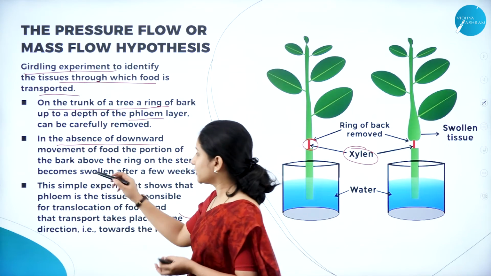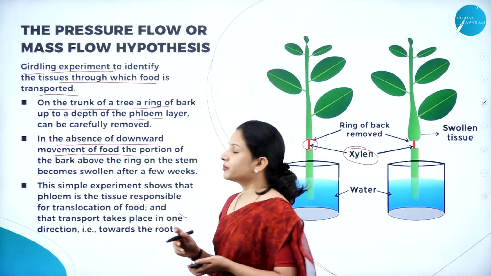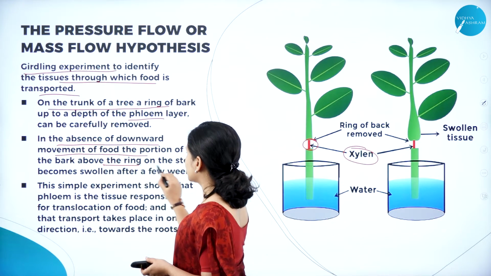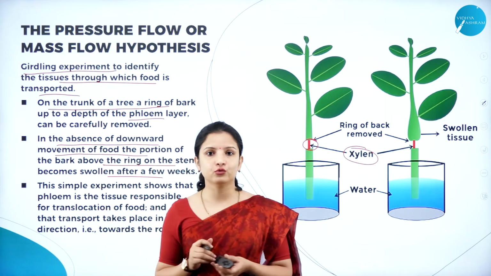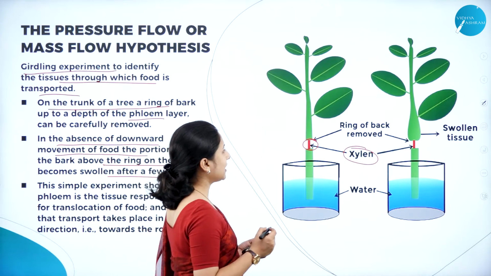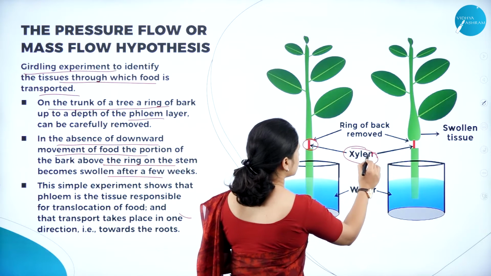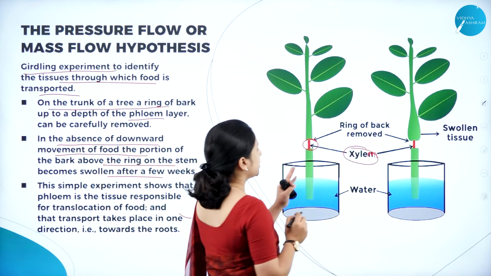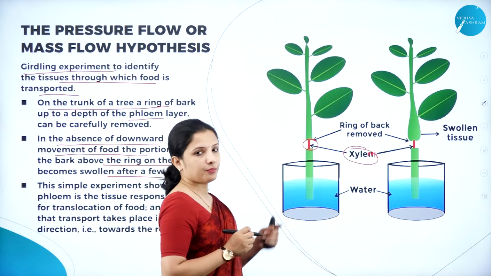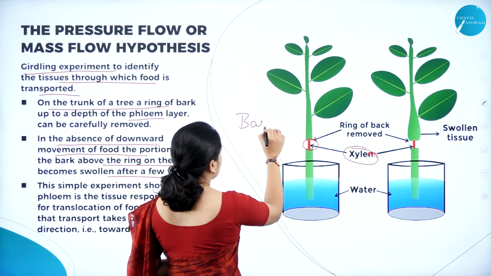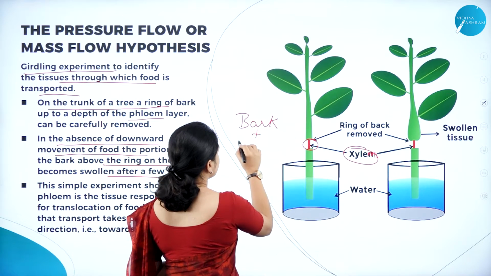In the absence of downward movement of food, the portion of the bark that was there above the ring started to swell after a few weeks. So to make you understand, I can say what they did. This is xylem. So here what they did, they removed the bark of the tree. What all they removed? Bark. Along with the bark, they also removed the phloem.